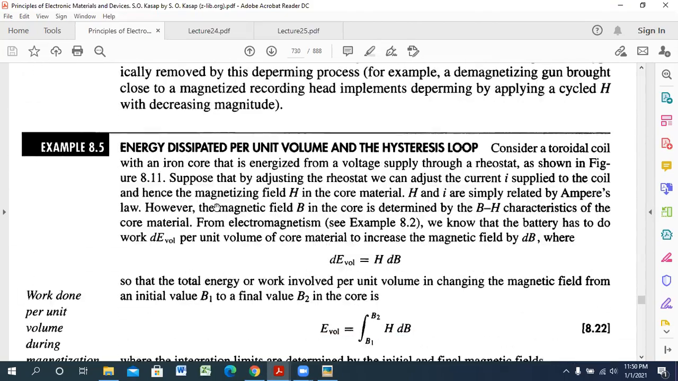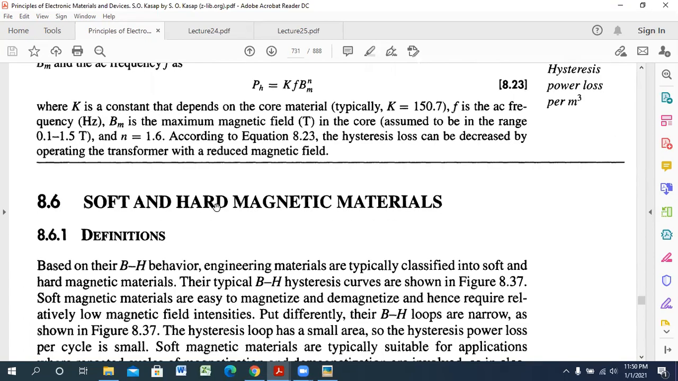I think all of you know about the hysteresis loop. So for the next, or the last lecture, we will learn from article number 8.6, that is soft and hard materials. Okay. So this one will be the end of this part.